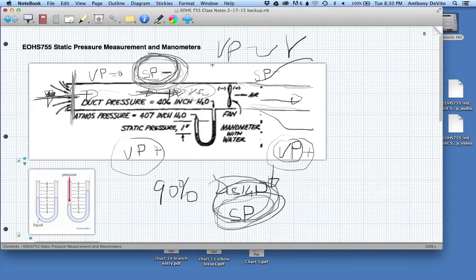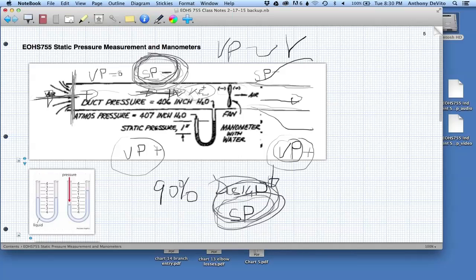You're going to lose static pressure as it goes through there because you're losing energy to friction as the air moves through. And if you can imagine, the faster the air is moving, the more static pressure you lose, because that static pressure is being converted to velocity pressure and you're losing energy to these various losses.